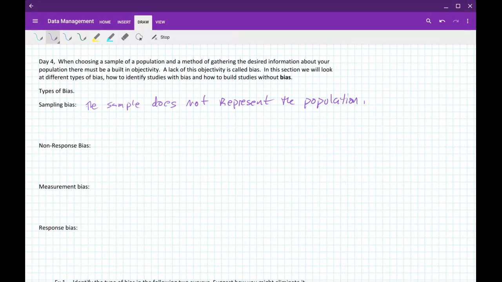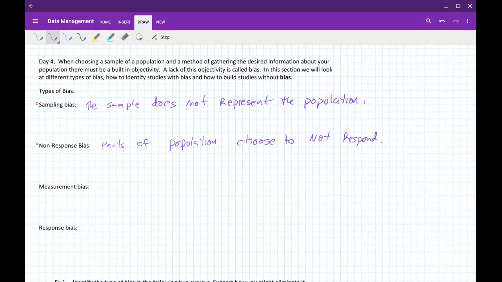Next is a non-response bias. A non-response bias occurs when a particular group or groups is or are underrepresented in a survey because they choose to not participate. Okay, and this is sort of a delicate form of the sampling bias. These are similar, I'll tell you why they're similar in a moment. Anyway, so certain parts of the population choose to not respond.